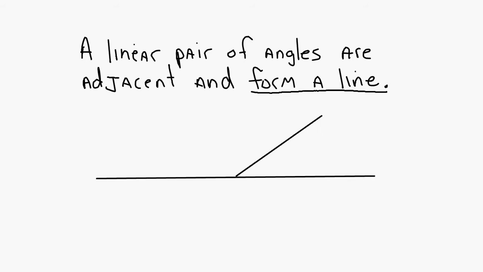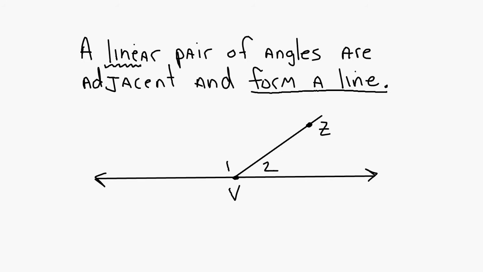So here is a picture of a linear pair. Angle 1 and angle 2 are a linear pair. They're next to each other. They share a vertex. It's not labeled, but it's right here. They share a side. It's not labeled, but it's there. And they form a straight line. Hence the name linear. Linear pair. Linear means line.